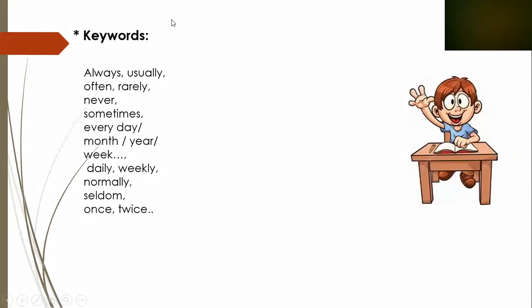The key words. We have some words that are sometimes added to the sentence, and when we see them, we know that this is a simple present sentence, or that here I should use the simple present tense, like always, usually, often, rarely, never, sometimes, every day, every month, every year, every week, daily, weekly, monthly, normally, seldom, once a week, for example, twice a day.